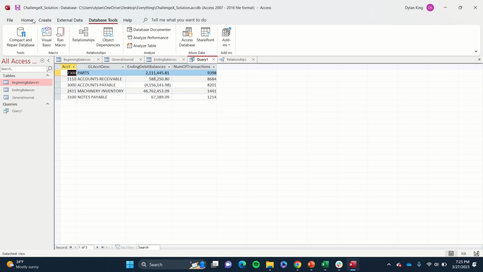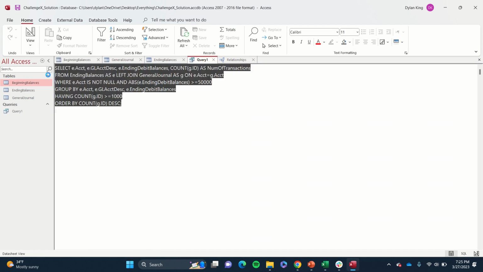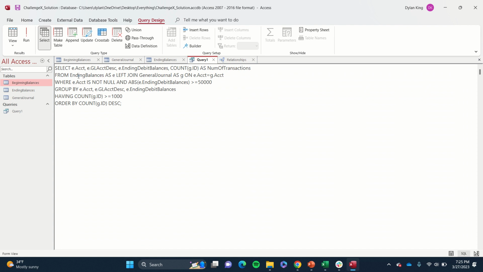Next thing we need to do was write our query. So here I can show you guys what that looked like. We started off, and the four columns we want to have were our account number, our account description, the ending debit balances, and the number of transactions. And to get the number of transactions, you just count up the IDs, and that's how you get it.